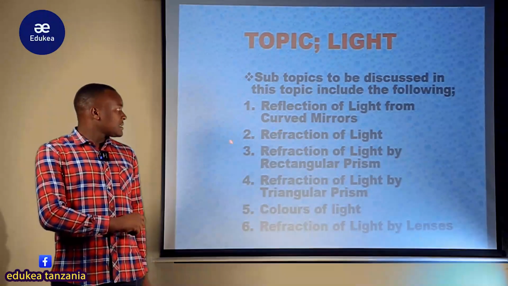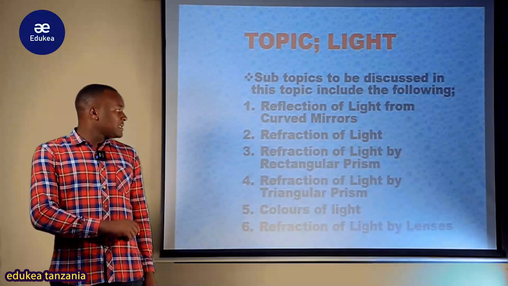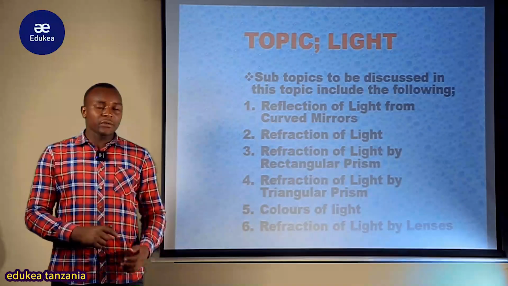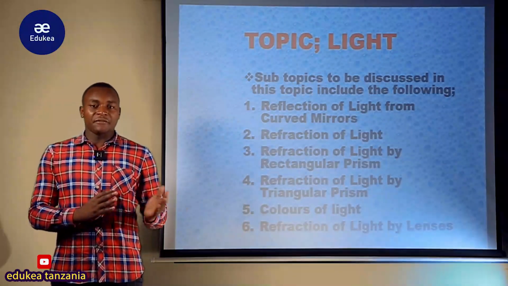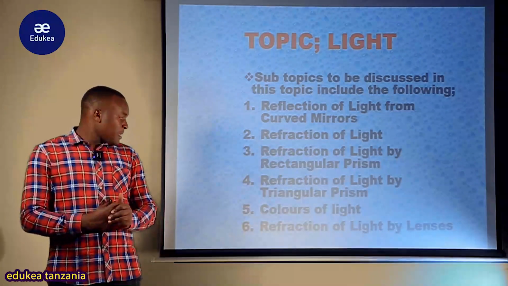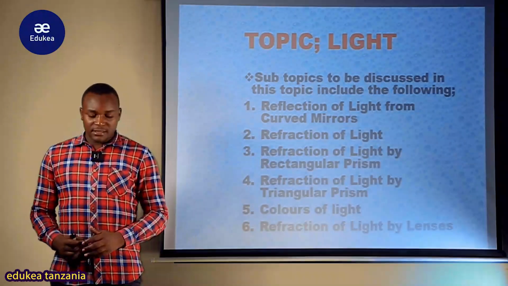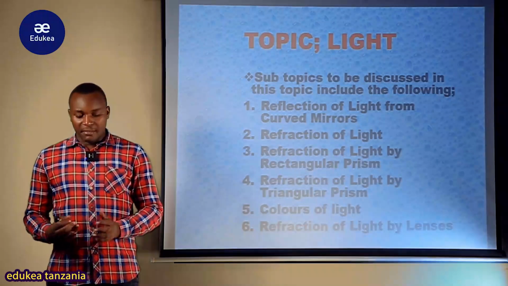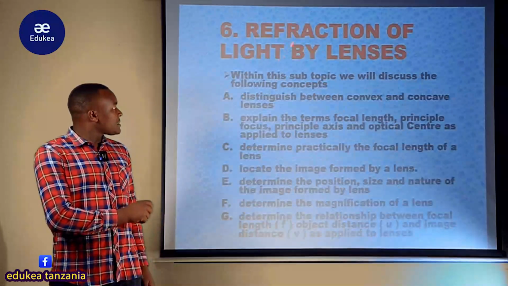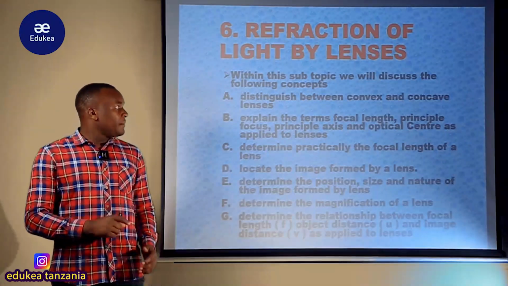Not only that, subtopic number 2 is refraction of light, which is bending of light, but also there is refraction of light through a rectangular prism, but also refraction of light by a triangular prism. But also there are colors of light, and finally there is refraction of light by lens. So today we are going to discuss subtopic number 6, which is the refraction of light by lens.